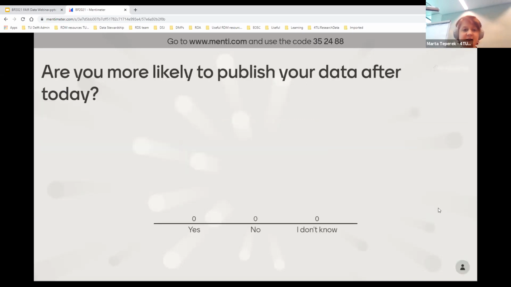Okay, the last slide is: are you more likely to publish your data after today? Yes, yes, yes. Oh, that's very nice to see. I don't know, that's also appreciated, an honest answer, thank you. Thank you so much, really appreciate it. I can understand that. If you have any questions, of course, we will be happy to support you.